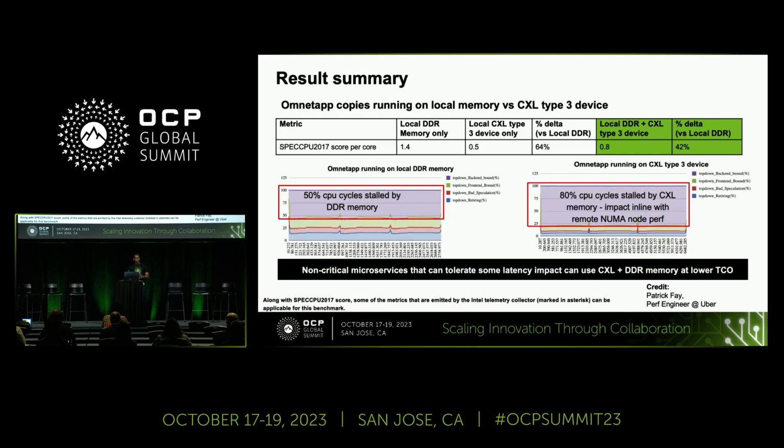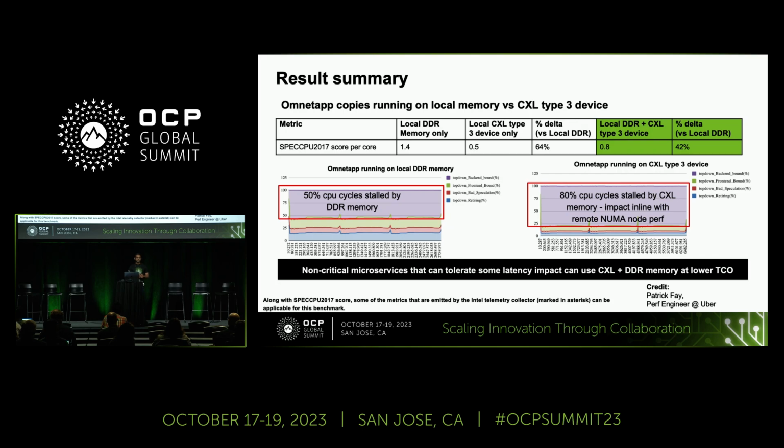On the other hand, when you have a memory-bound workload, as you can see with the local DDR, you get a score of 1.4. With local CXL, you get 0.5, which was expected. Again, it goes back to the bandwidth and/or latency impact, which could be tuned further. But what was interesting to me and what was actually the takeaway was when you start using local DDR and CXL transparently, we are within 42% of the local DDR memory. And when you have non-critical microservices that could tolerate some latency, this is really important and something that can really start to get baked into your TCO solution.